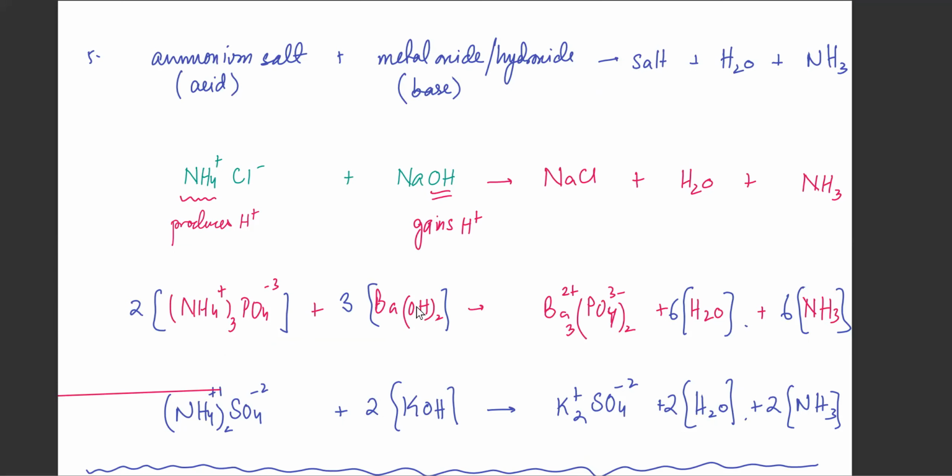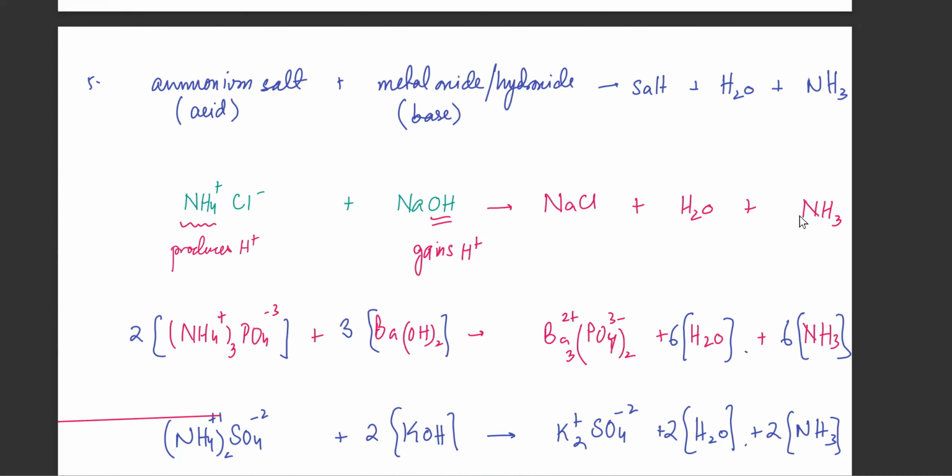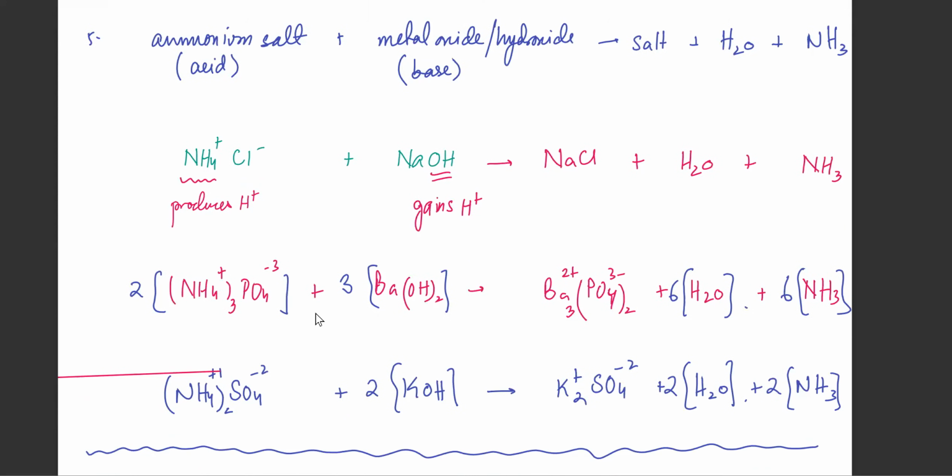So the reaction is, whenever you have an ammonium ion with some random negative ion, that's an ammonium salt. If it reacts with a base, a hydroxide or an oxide, the OH turns into water, the NH4 turns into NH3, and whatever is left, that's your salt, like NaCl. The OH and NH4 will turn into water and NH3. PO4 and Ba would be left. That's going to be your salt. So that's a simple reaction, and it's an acid-base reaction.